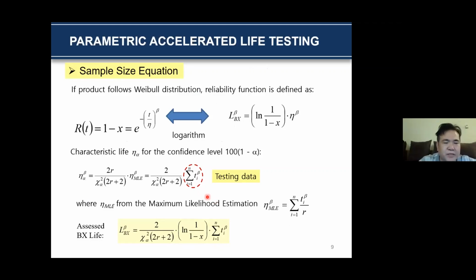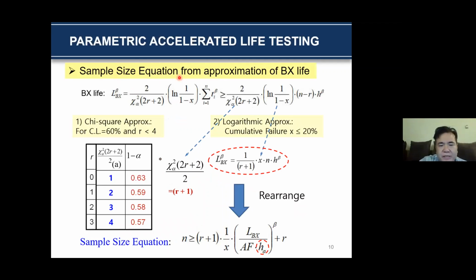I will explain how to derive the sample size equation. The product follows the Weibull distribution. The life function is defined by the characteristic life and the shape parameter. If I take the logarithm, we can find the Bx life. In this equation, we don't know the characteristic life, which can be defined from testing data. Then we can summarize, and the Bx life looks like that. As you can see in this slide, the equation is very complex, involving the chi-square distribution and the logarithm. And the sample size equation is approximated.